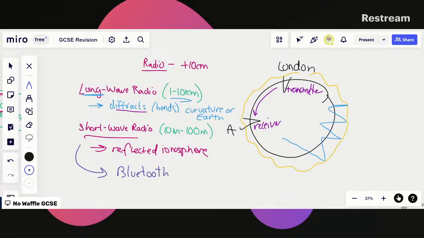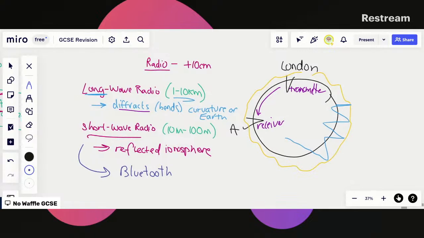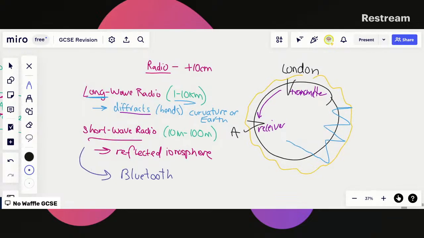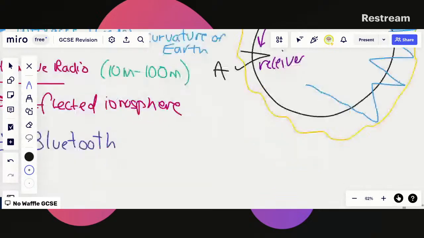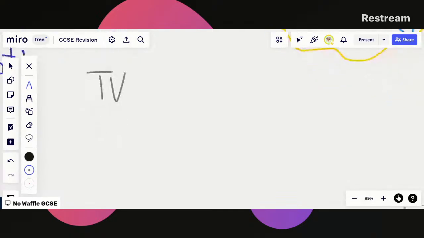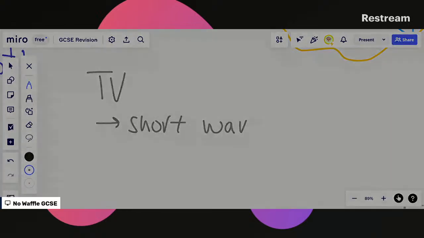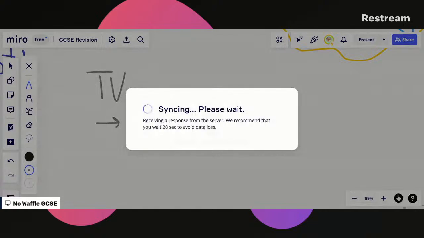Now, when we're talking about the radio waves that work for TVs and terrestrial, what happens is they have very short wavelengths. So TVs and FM radios, all of these things have very short wavelengths. So in order to get the reception, you need to be in direct sight of the transmitter.